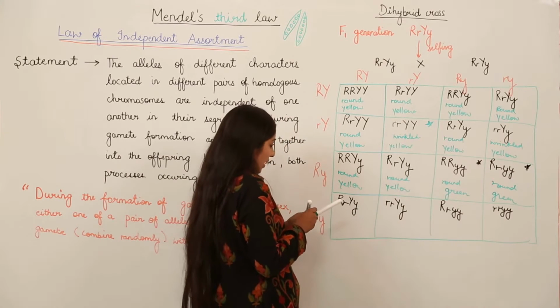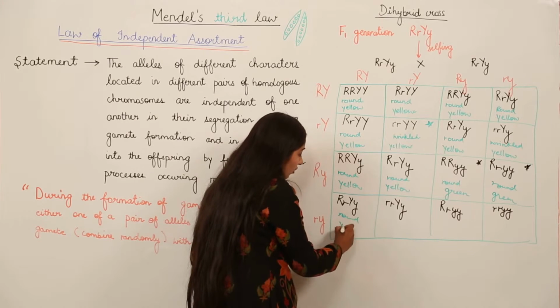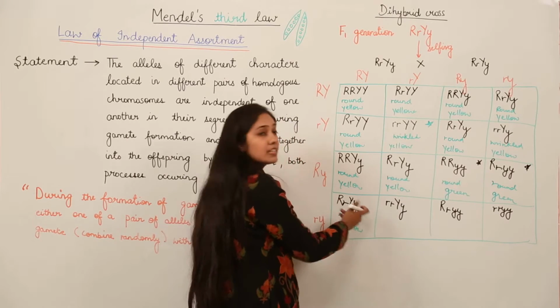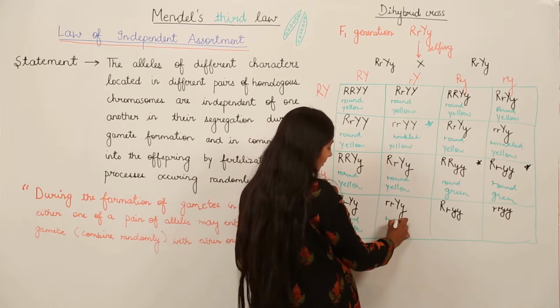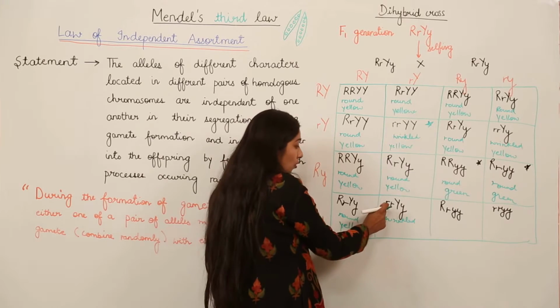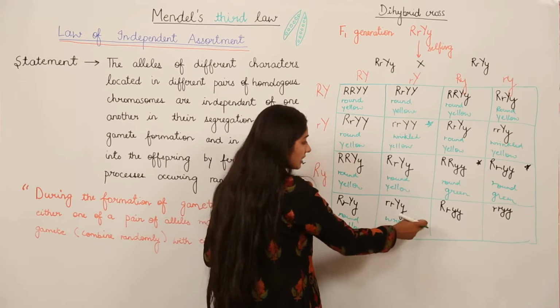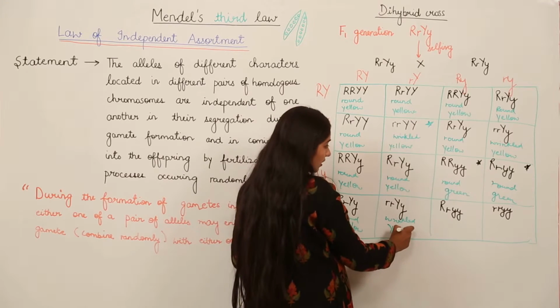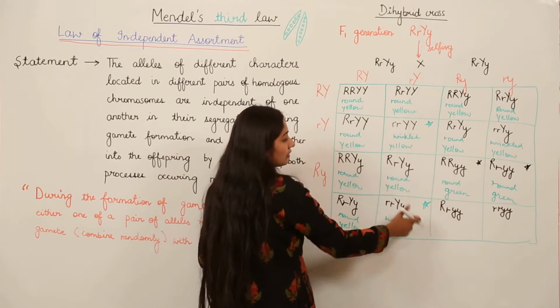Next, we have round seeds and yellow cotyledons because we have dominant characteristic traits over here. But here also you can see we have wrinkled because we have a recessive characteristic trait. Both the R are small, lowercase letters. It means we'll have wrinkled seeds but with yellow cotyledons. I'm going to mark it as a green star because these are the same, as you can see.